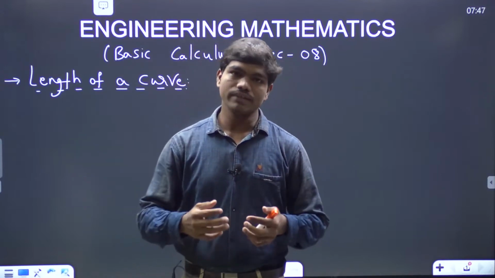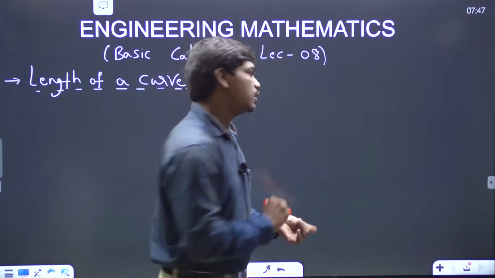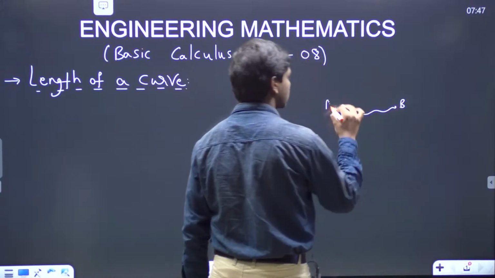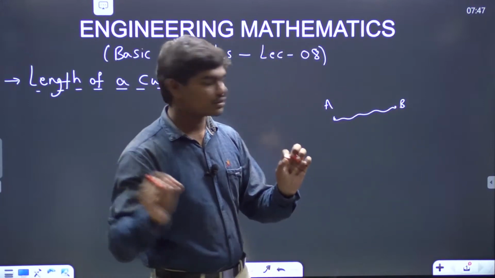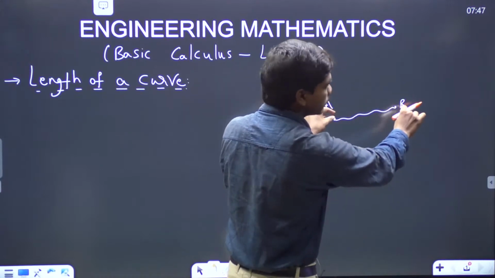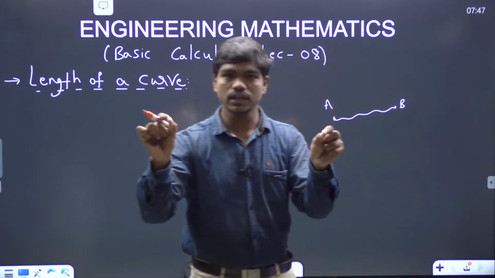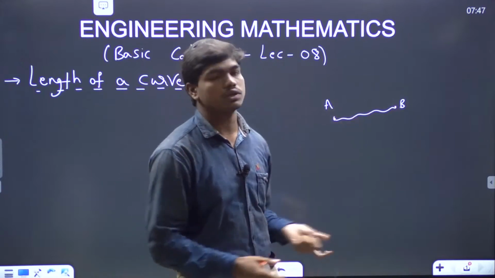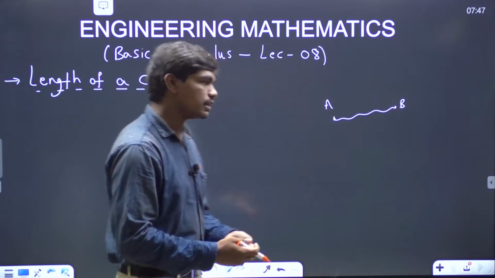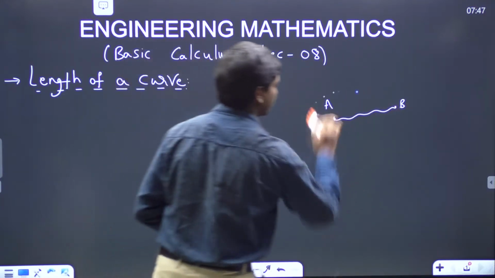Normally, physically without mathematics, suppose this is the curve whose length you want to measure, and these are the 2 points. Take a thread, put one end at this point, and arrange the thread along this curve. Then take the 2 ends, stretch it, and put it on a scale, and you'll get the length of this curve. This is how you physically measure the length of a curve. But to find it mathematically, let us see what happens.